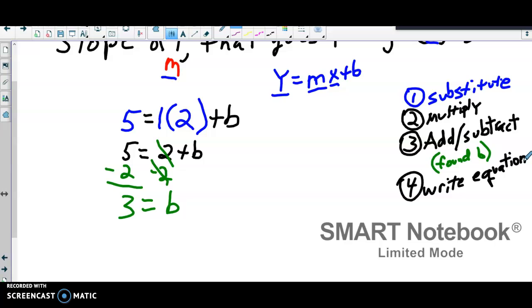So I'm able to write the equation. I'm going to keep it in the y equals mx plus b format. So I write my y equals, my slope is 1, x, my b is plus 3. I don't have to put the 1, so I could also rewrite it as y equals x plus 3.